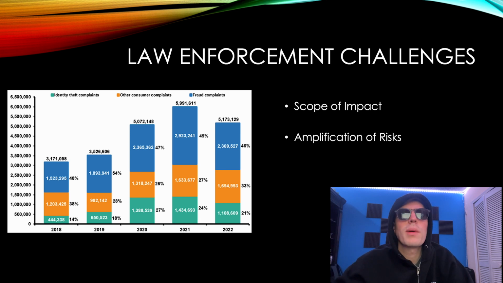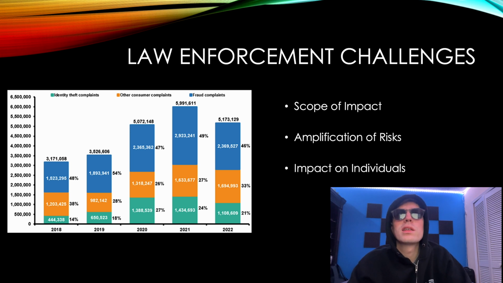So let's talk about the scope of the impact of this. The dark web has significantly lowered the barrier to entry for committing identity theft. Before the internet, the only way to do it was basically going through people's mail and trying to get information that way. But now everything's so easy to do over the web. So more and more people are starting to get into it because it's so easy.